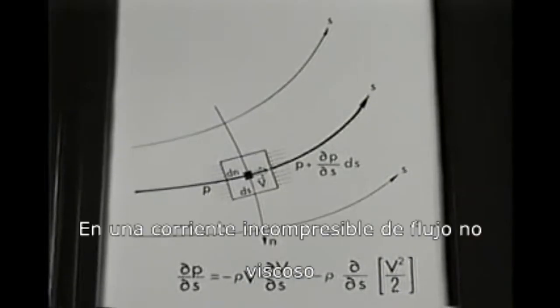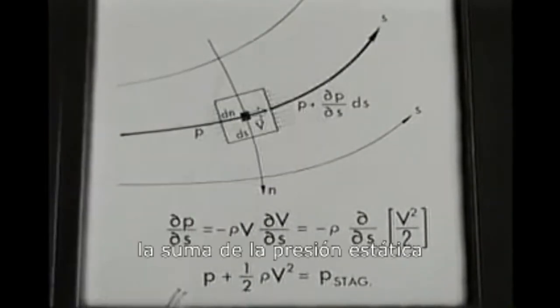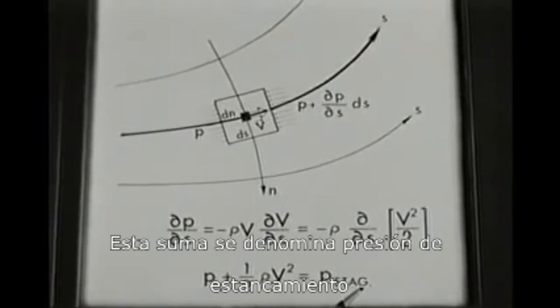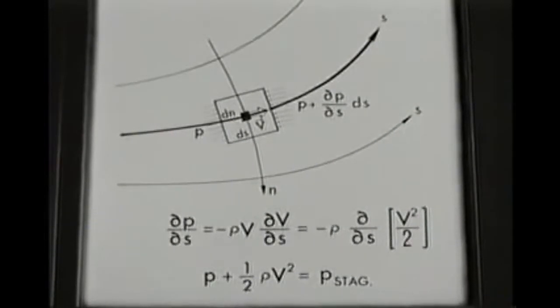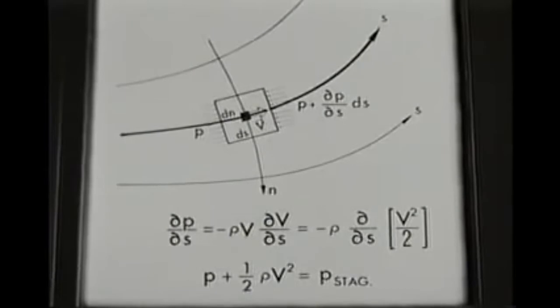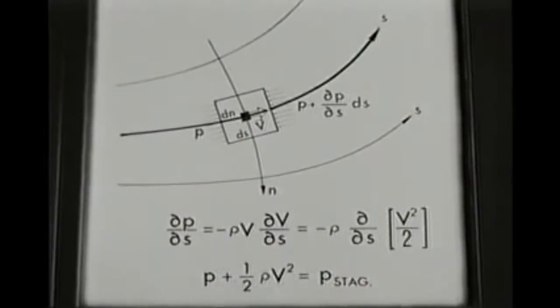In an incompressible, steady, non-viscous flow, Euler's equation has a special integral called Bernoulli's integral. Along each streamline, the sum of the static pressure and the dynamic pressure is a constant. This sum is called the stagnation pressure. On any streamline where the velocity is high, the pressure is low, and vice versa. The highest possible pressure, the stagnation pressure, occurs where the velocity is zero.